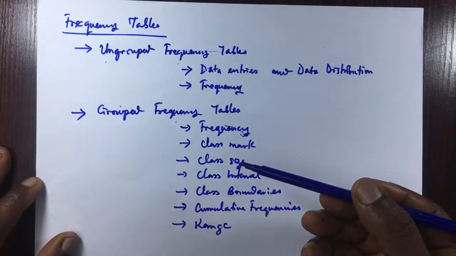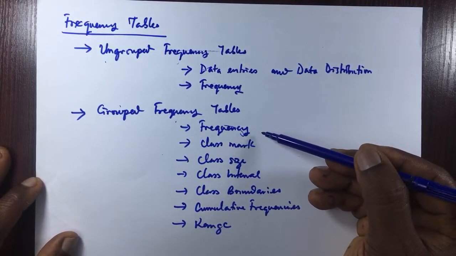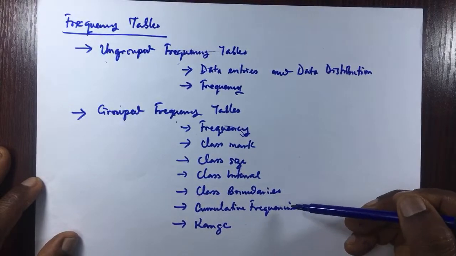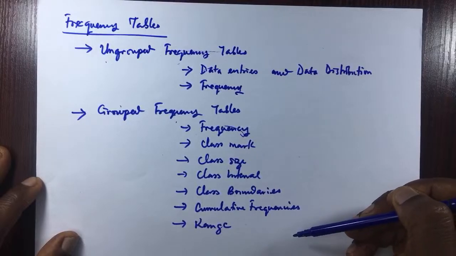But under grouped frequency table, we shall be looking at terminologies such as frequency, class mark, class size, class interval, class boundaries, cumulative frequencies, and then the range.